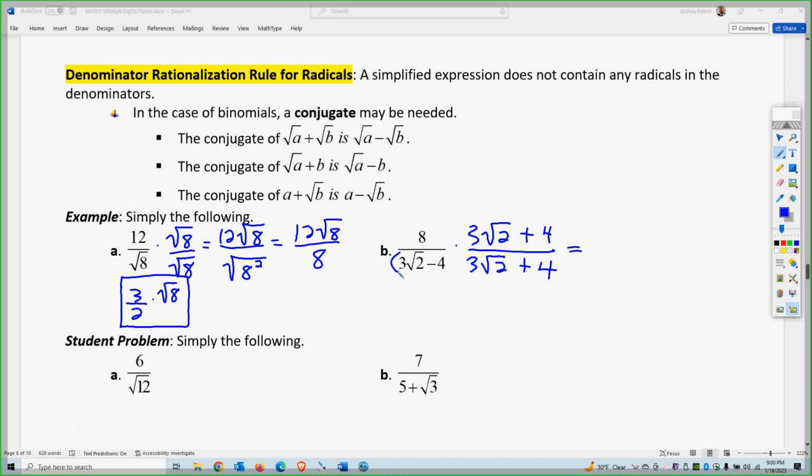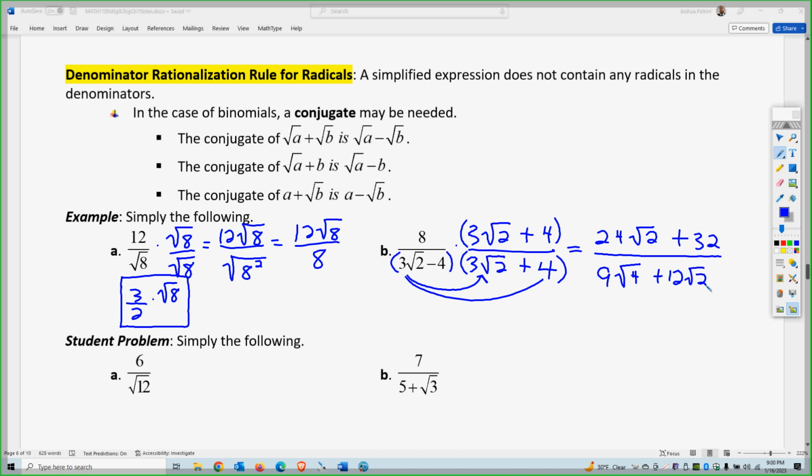Okay. So put parentheses on it because it's two terms being multiplied by two terms, right? So on the top, I'm going to get, let's see, 8 times 3 is 24 root 2. And then 8 times 4 is 32. Okay, so on the bottom, this is going to give me 9 root 4. This is going to give me 12 root 2. This is going to give me minus 12 root 2. And the last term is going to give me minus 16, which will stick on the end because I can't quite fit it in there.